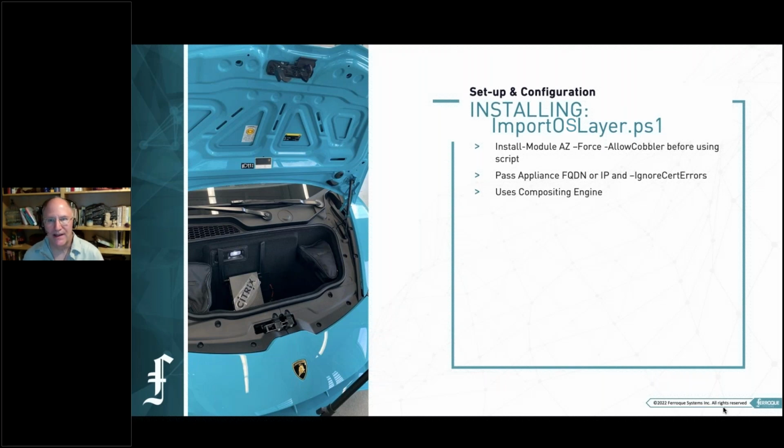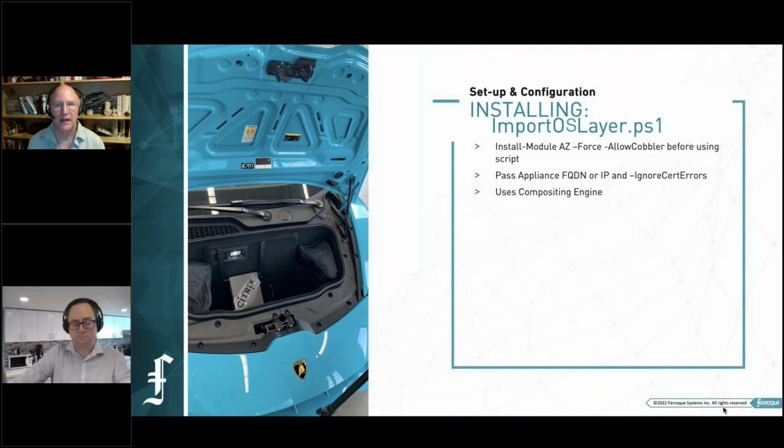So if we look at that, that's a similar thing that needs the Azure module installed on the image. So you would do that same install kind of that you did to install the appliance on the image itself. And then you would run the import oslayer.ps1, passing it the appliance either FQDN or IP address, so it knows what to talk to get to the appliance. And you want to pass it -ignore cert errors because it won't trust the certificate that's on the appliance because it's a self-certified cert.